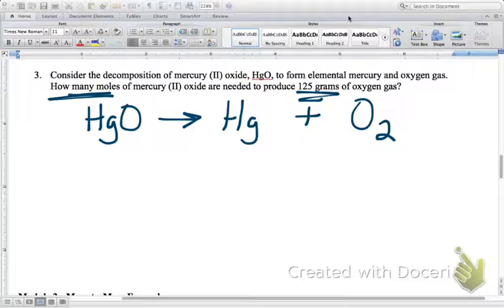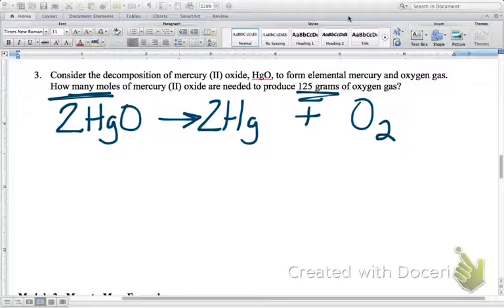Is this equation balanced? No, this equation is not balanced, okay? We've got 1 mercury on the left, 1 mercury on the right, 1 oxygen on the left, 2 oxygens on the right. So the oxygen isn't balanced. We've got 2 on the right, 1 on the left. How can I get 2 oxygens on the left? Add a coefficient of 2 in front of the HgO. Now that throws off our mercury, so how do we balance our mercury? Coefficient of 2 in front of the mercury. You got it. Now we've got a balanced chemical equation.